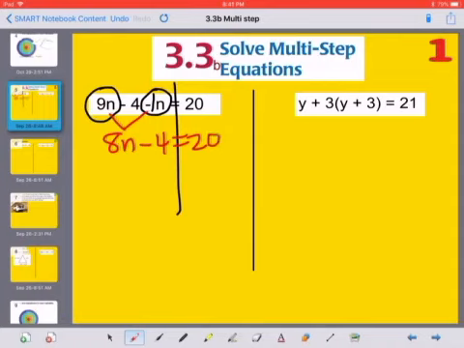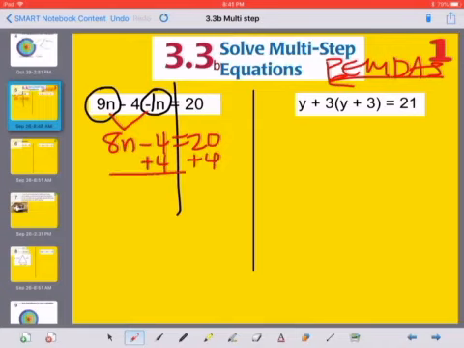Next, we're really just solving our order of operations backwards. So getting rid of addition and subtraction first. Opposite of subtracting 4 is adding 4. Remember, whatever you do to one side, you have to do to the other. We have 8n equal to 24.